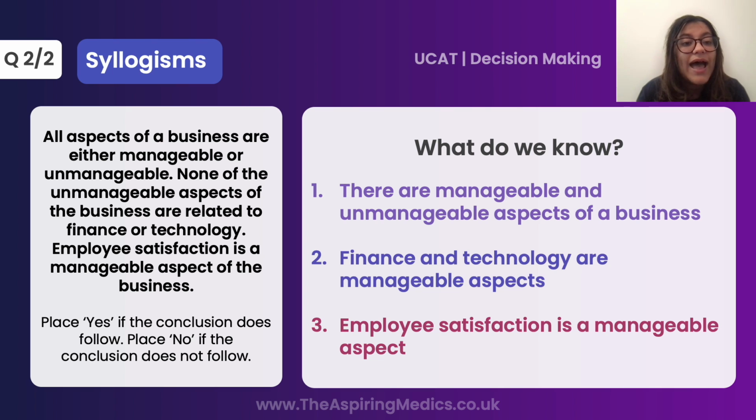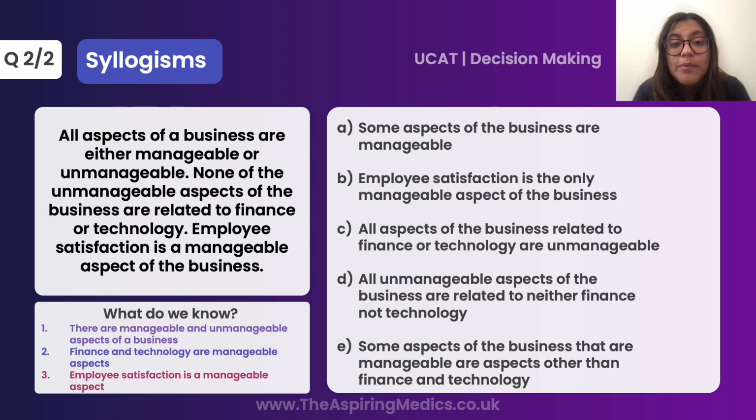Then they've said that finance and technology are not unmanageable, and since all the aspects are either manageable or unmanageable, finance and technology must be manageable aspects. And third, they've told us that employee satisfaction is a manageable aspect. So this is everything that we know. Now again, using this information, let's answer the questions.